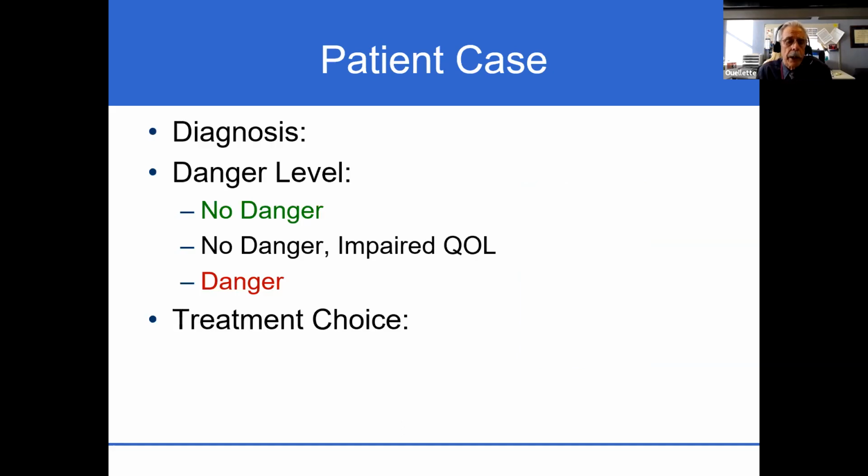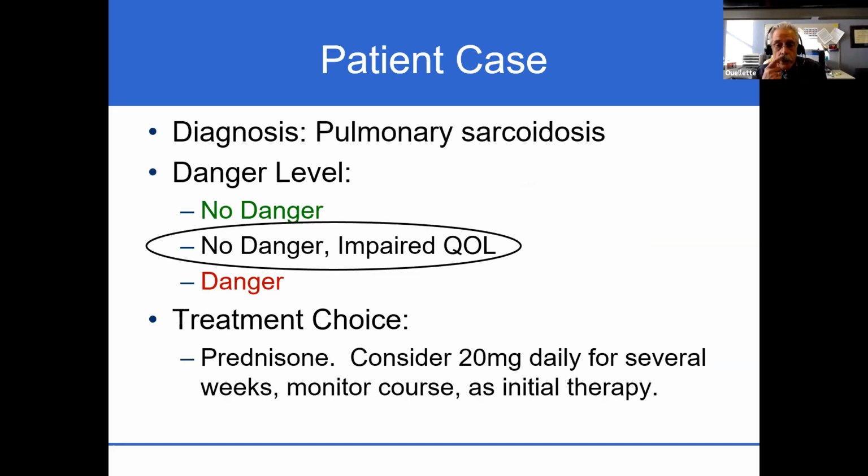So what do you think about the scheme as applied to this patient? Well, to me, her diagnosis is pulmonary sarcoidosis with erythema nodosum. She doesn't have danger, but she does have an impaired quality of life. And my treatment choice for her would be to use prednisone at a modest dose, 20 milligrams a day, to monitor her course. That would be her initial therapy.